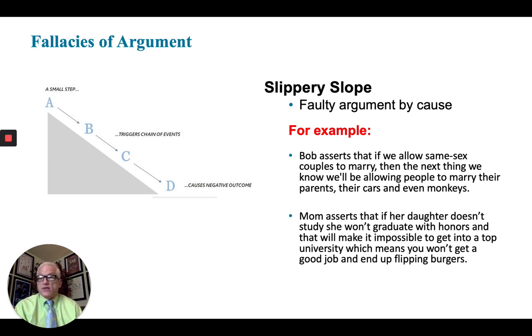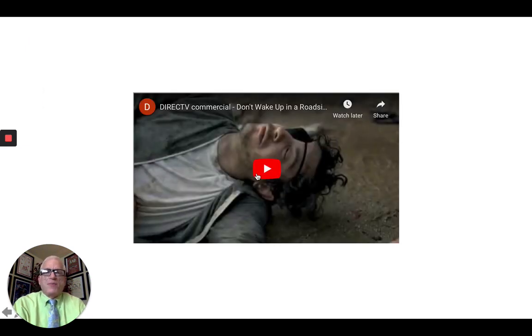A second example: Mom asserts that if her daughter doesn't study, she won't graduate with honors, and that'll make it impossible to get into a top university, which means she won't get a good job and she'll end up flipping burgers. I mean, this argument gets made all the time. The slippery slope argument is that if you don't get into that top university, the only logical outcome is you're going to flip burgers. Again, we know that to not be true, but it's a powerful slippery slope argument. Let me show you a couple of examples that illustrate this. This was a commercial from DirecTV a few years ago, and I think it illustrates beautifully the power of the slippery slope.